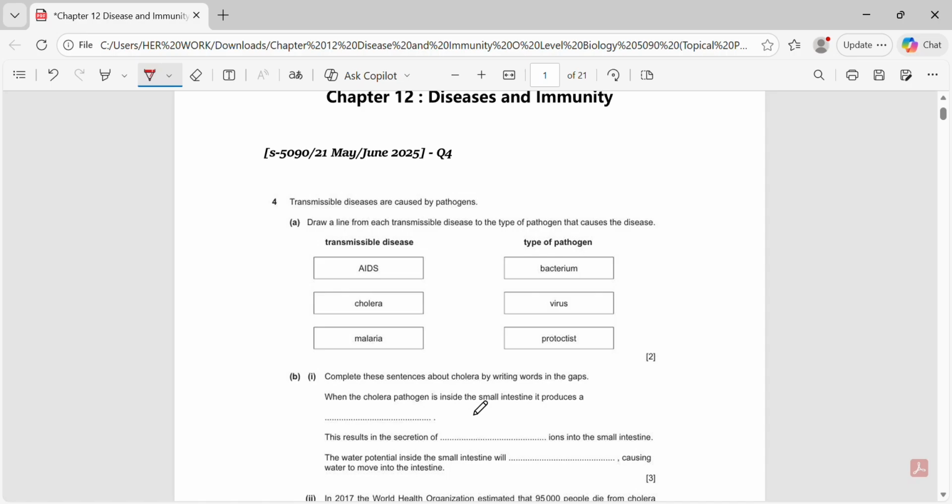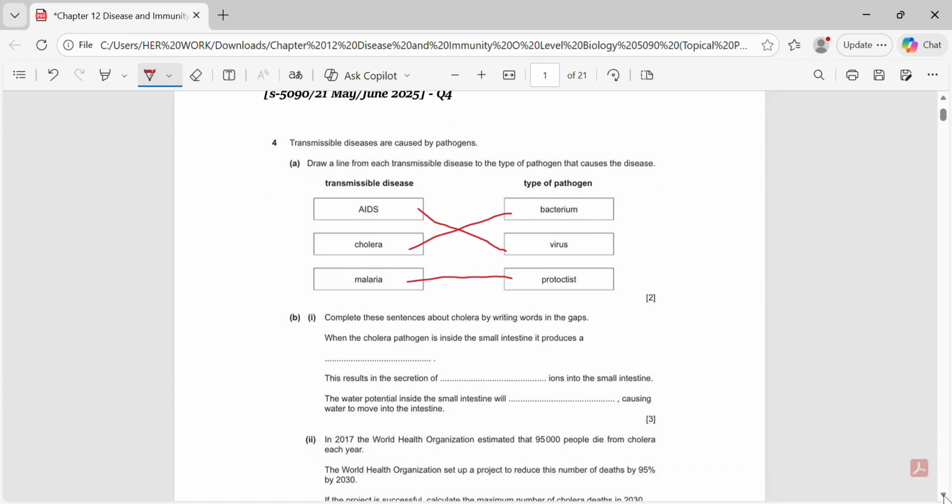Let's go through them one by one. First, AIDS. We know AIDS is caused by the HIV virus, so here we match AIDS with virus. Next, cholera. Cholera is an infection of the intestines caused by the bacterium Vibrio cholerae, so cholera matches with bacterium. Finally, malaria. Malaria is caused by a protoctist parasite, specifically of the genus Plasmodium, so malaria matches with protoctist. So, to summarize, the correct matches are AIDS with virus, cholera with bacterium, and malaria with protoctist. Always remember, the key is to identify the type of pathogen responsible for the disease, whether it's a virus, bacterium, or protoctist.